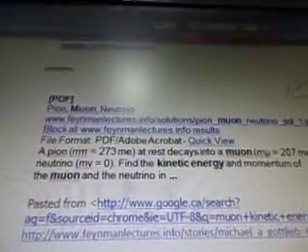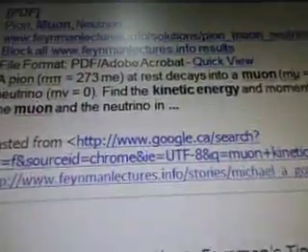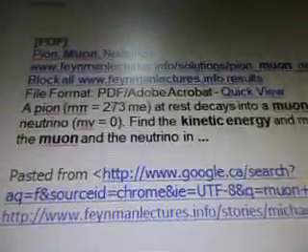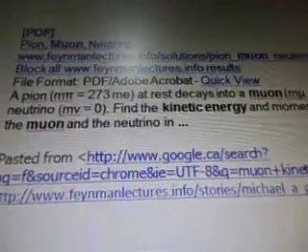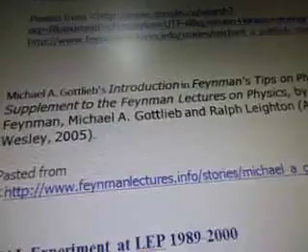And so then the pion comes to rest and decays into a muon. A pion at rest decays into a muon and a neutrino. Find the kinetic energy and the momentum of the muon and the neutrino. So that's under kinetic energy.